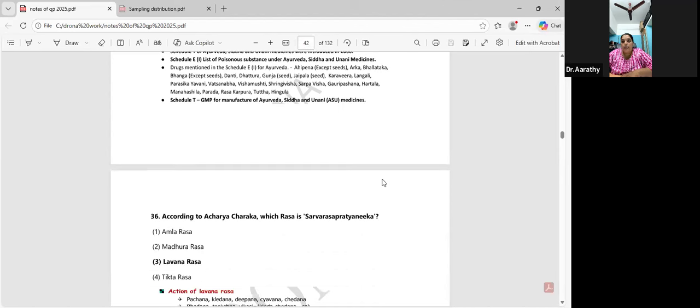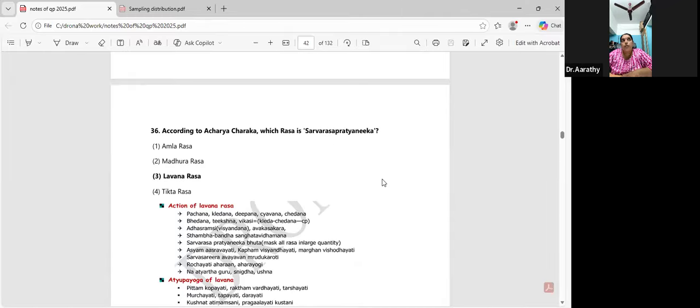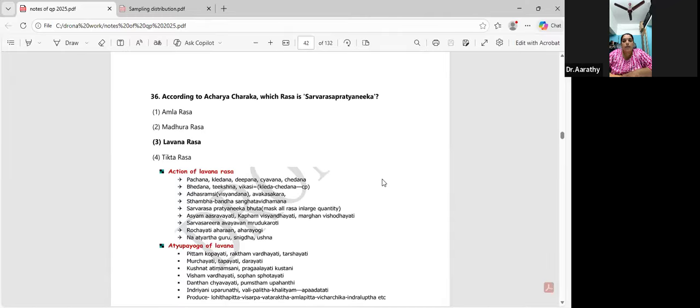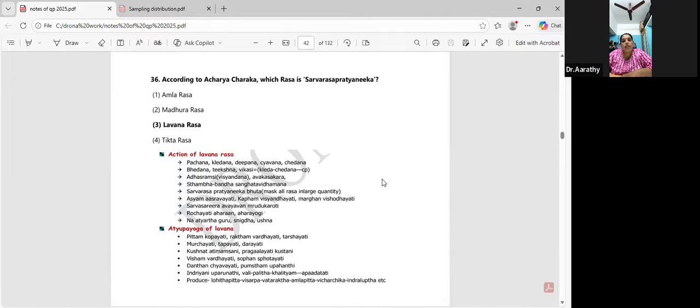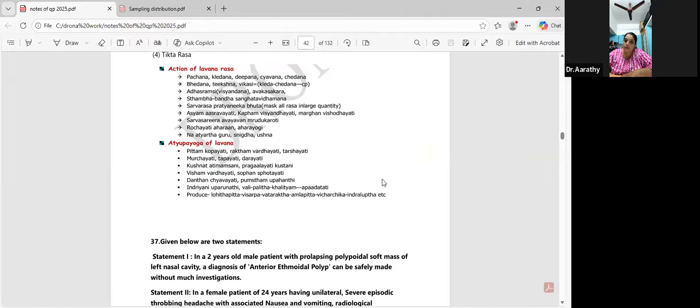Then 36. According to Acharya Charaka, which rasa is Sarva Rasa Pratyayanika? It is Lavana Rasa. Charaka Sutra, 26th chapter, Athreya Bhadrakapiyam, is very, very important. Each and every shloka, every line of that chapter is very, very important. Do not leave any of those.